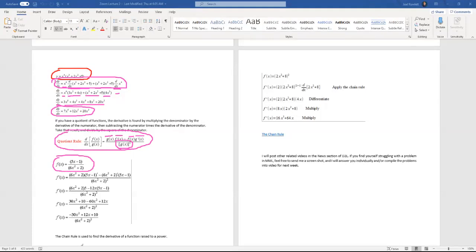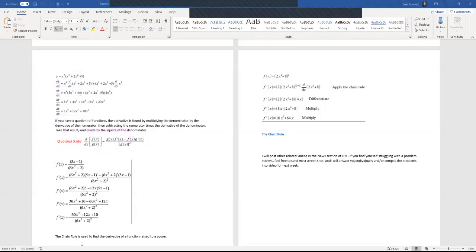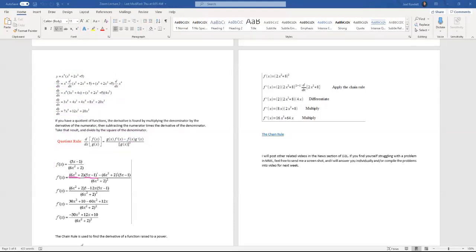And using the quotient rule, we have the bottom function. We're going to multiply that by the derivative of the top, subtract from that the top function times the derivative of the bottom. In this particular case, they reversed our order, which is okay. And we have to divide by the denominator squared.